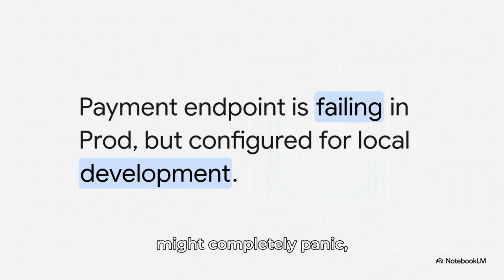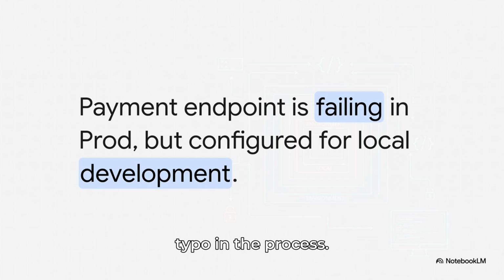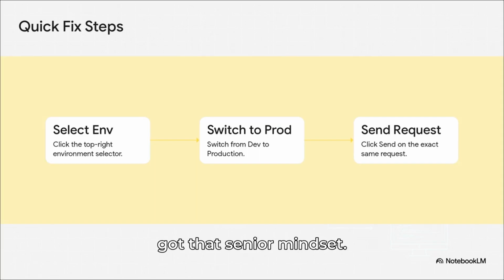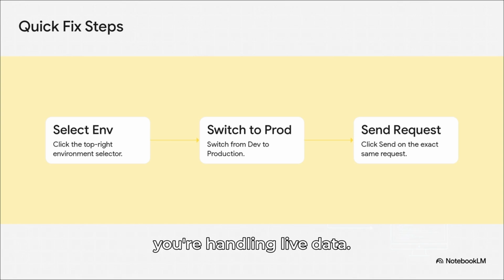A junior developer might completely panic, duplicate the request tab, manually type out the production URL, hunt down a production auth token, and probably make a typo in the process. But not you. You've got that senior mindset. You don't rewrite anything. You calmly execute 3 steps. 1, you hit the environment selector. 2, you switch from dev to production, and immediately you notice the UI banner turns bright red, giving you that visual confirmation you're handling live data. 3, you just click send on the exact same request tab you were already using.